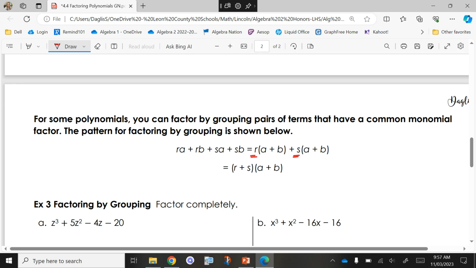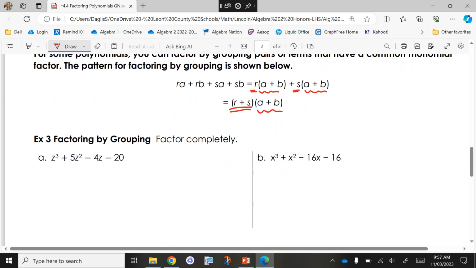The pieces that factor out get put together as a factor together. And you'll notice what is left over should be the same thing because that's the second factor. Okay? Let's put some numbers with this so you can see what I'm talking about. So z to the power of 3 plus 5z squared minus 4z minus 20.